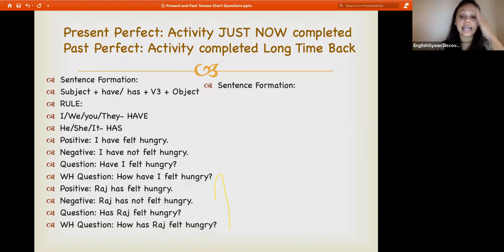Past perfect is action को हुए बहुत time हो गया है. जैसे 2 साल पहले मैं अपने गांव गई थी. Correct? So that is in a long time in the past.